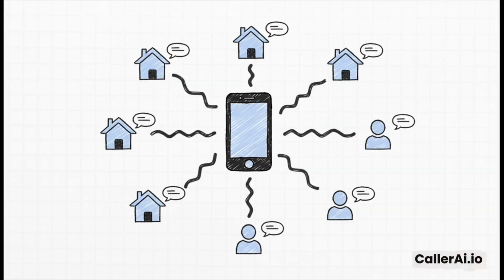And how is that even possible? Well, the secret sauce is something called parallel calls. This means your one single number with your one AI assistant can be having multiple conversations at the exact same time. It's like having a whole army of call center agents ready to go whenever you need them.